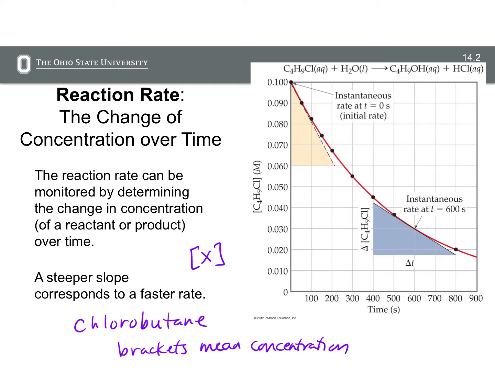As we will see in the next chapter, we're going to get to a point called equilibrium, where a reaction is occurring in the forward direction and the reverse direction at the same rate. But for now, we're mainly going to be looking at before we get to points of equilibrium. Okay, so a steeper slope corresponds to a faster rate. You want to do some calculus? Fans of calculus can find that.